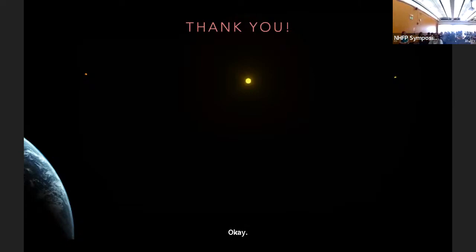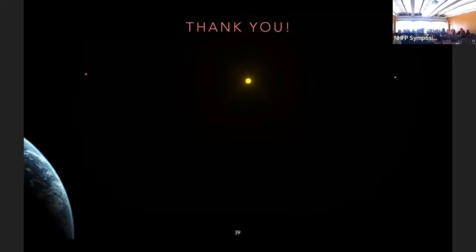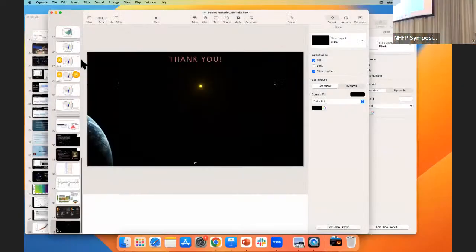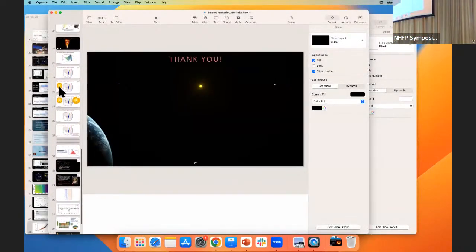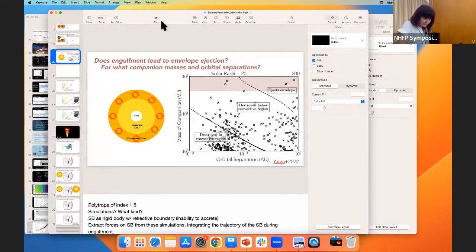Very nice talk, thank you. If I understood correctly, you said that if you have an engulfed planet, it is not as easy to eject the star's outer layers. Can you please elaborate more on why that is the case and what kind of conditions? I know you showed the plot, I couldn't quite follow what conditions you need to eject the stellar envelope.